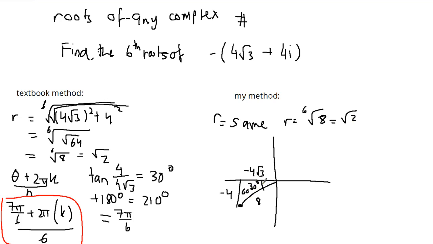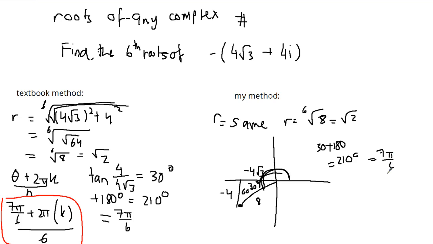So what's the angle of this vector? What's the angle of this complex number? It's just going to be this whole thing, which is 30 plus 180, which is 210 degrees. So 210 is 7 pi over 6.